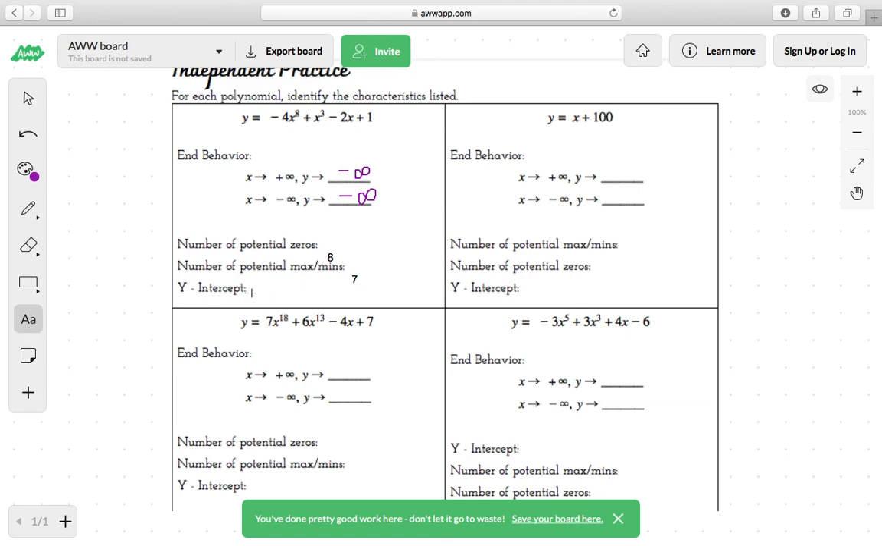And then my y-intercept, I look at my constant. And I do want to make sure that I write my constant as a point. So it's going to be 0, comma, and my constant is a positive 1. So the constant is a number without the variable. So I write it as 0, comma, 1.